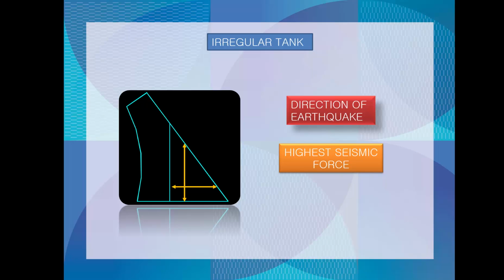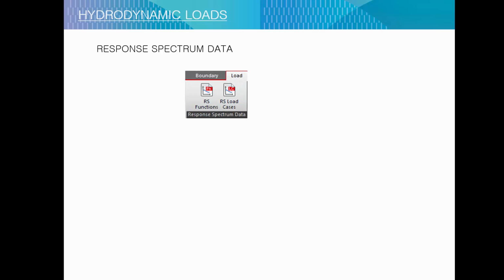So how are we going to find it? We need to find the excitation angle of the structure. Now how do we find this excitation angle? We're going to use the response spectrum data. To create this response spectrum data, there are two steps.